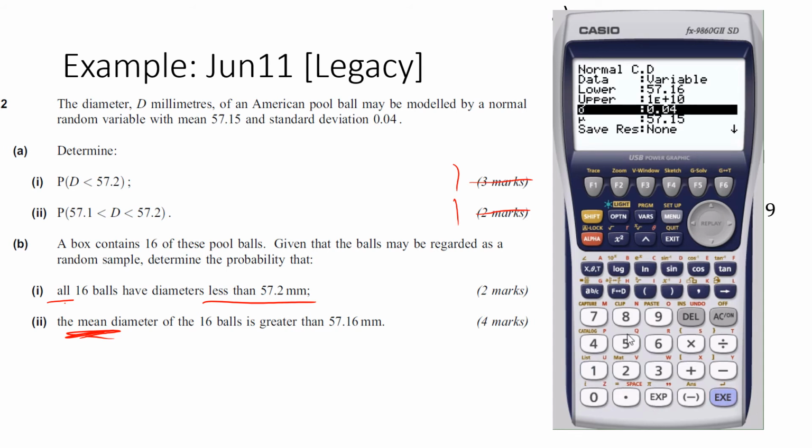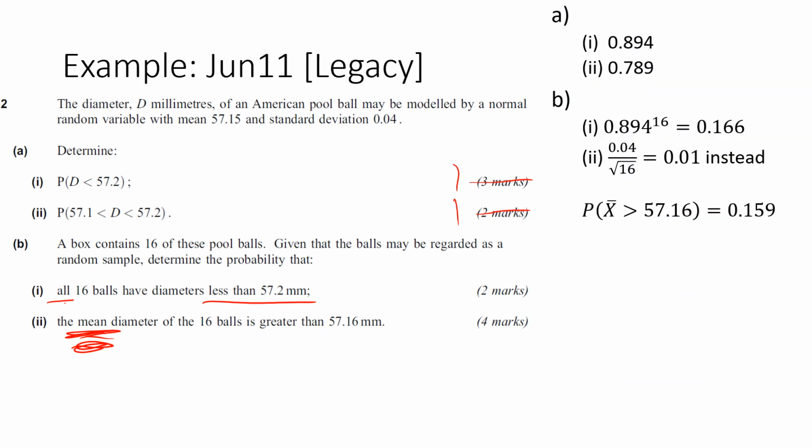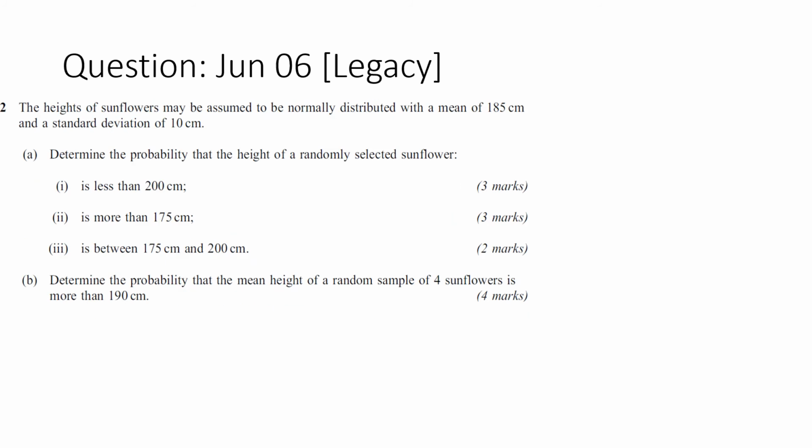So 57.16 as the lower, 1 times 10 to the 10 is your upper. And I'm just going to show you how to type in sigma. So yes, 0.04 divided by the square root of n, the square root of 16 for this question, because it said mean. Sample means have standard errors instead of standard deviations. Okay? Pause the video, have a go at this question.